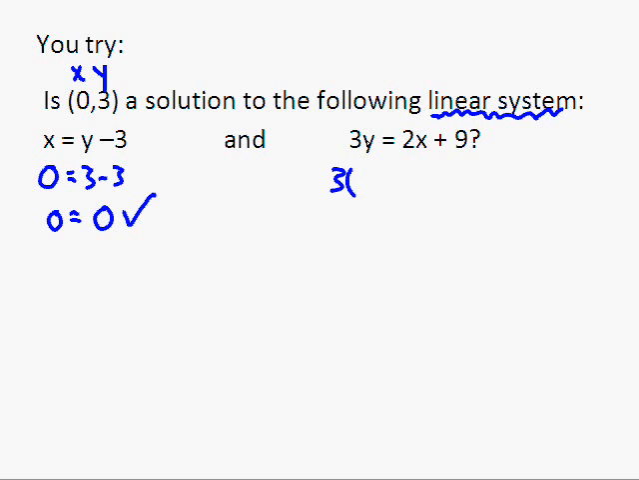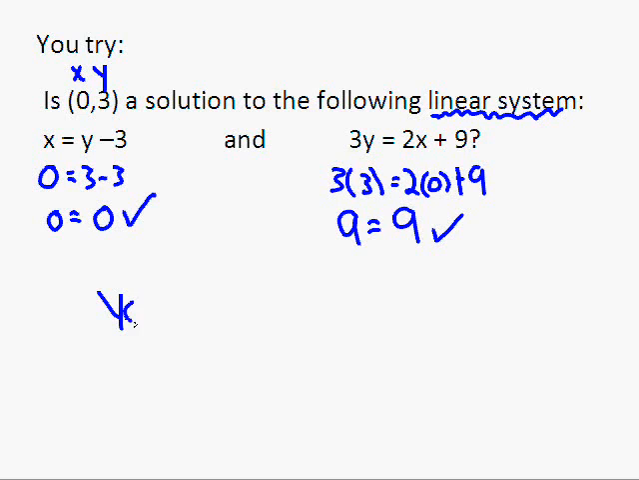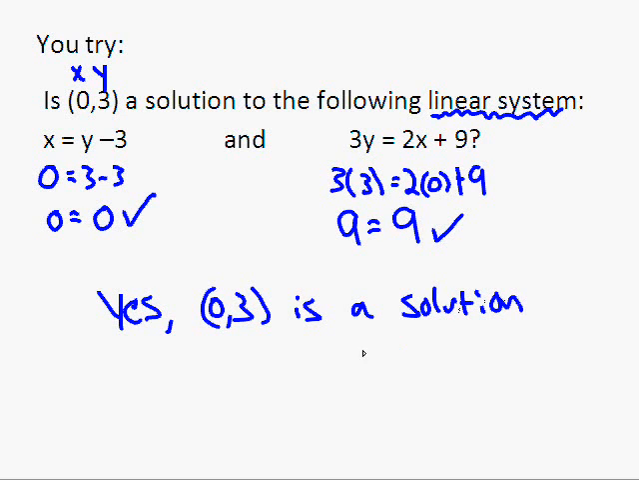3 times y is 3, plus, equals 2 times x, which is 0, plus 9. 3 times 3 is 9. 2 times 0 is just 0. Plus 9 is 9. 9 does equal 9, so (0, 3) is a solution to this second equation. Since (0, 3) is a solution to both equations, you would say yes, (0, 3) is a solution to the linear system.